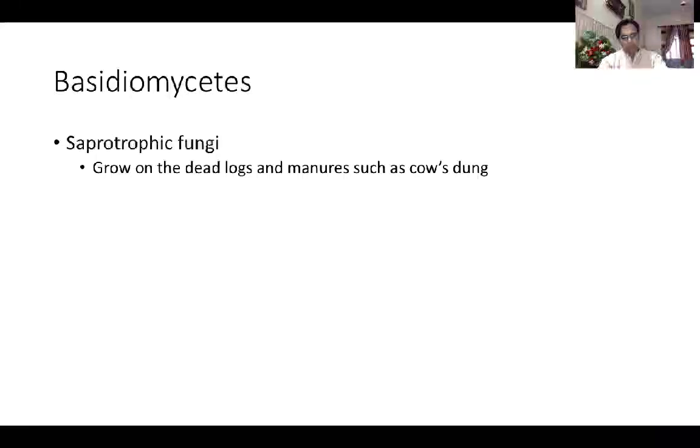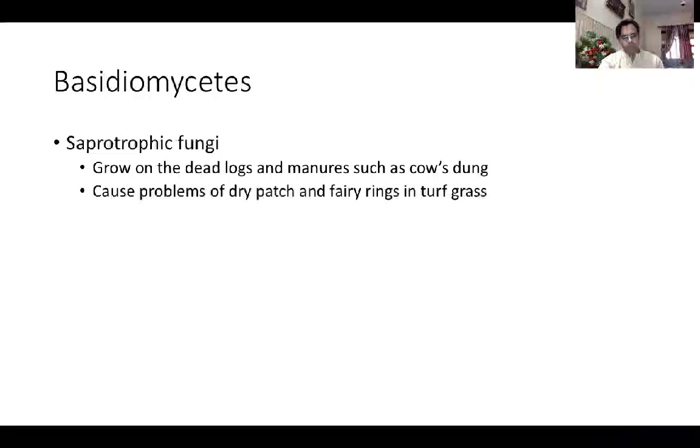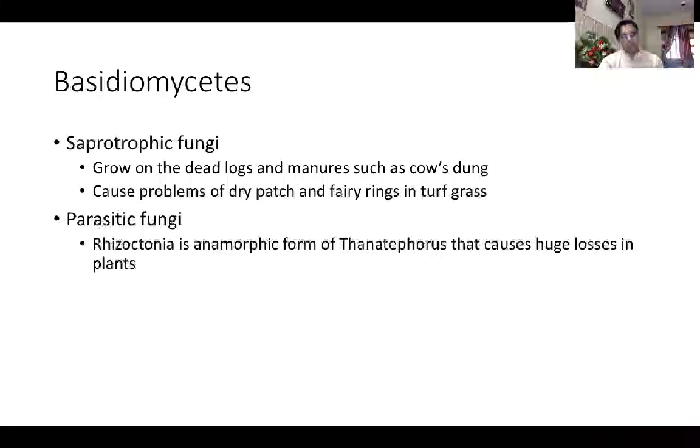So basidiomycetes are important because of their role as saprotrophic fungi. They grow very well on dead logs and manures such as cow dung, and they also cause problems in turf grasses, such as dry patch and fairy rings, because of their underground growth.